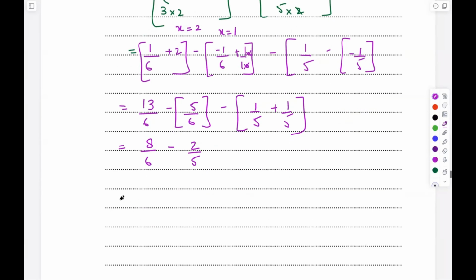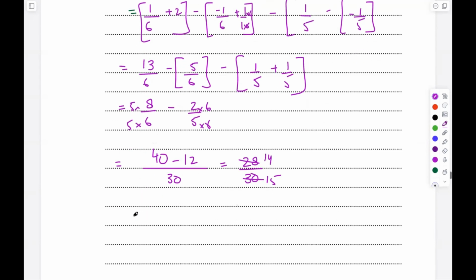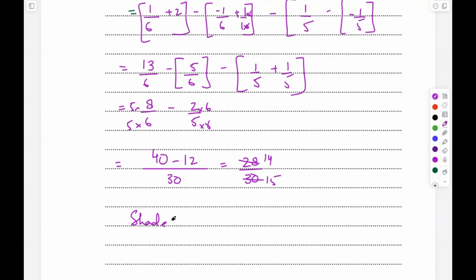Taking the LCM, the LCM of 5 and 6 is 30. We can write it as 30. So this will multiply by 5 and this will multiply by 5, so this will become 40 minus, and this will multiply by 6, so this will become 40 minus 12 upon 30. So the final answer will be 28 upon 30, which we can simplify and write as 14 upon 15. So the area of the shaded region will be equal to 14 upon 15.